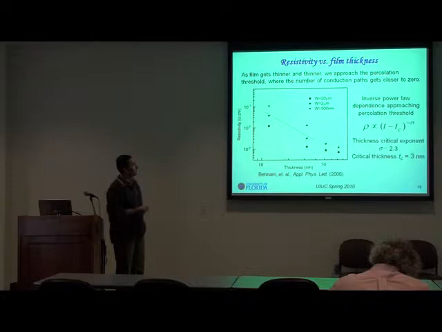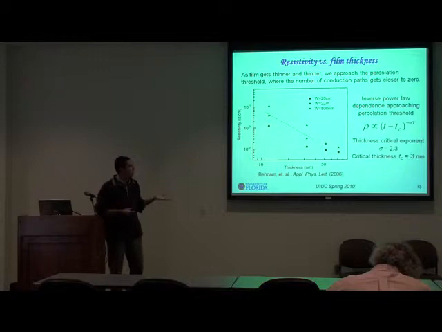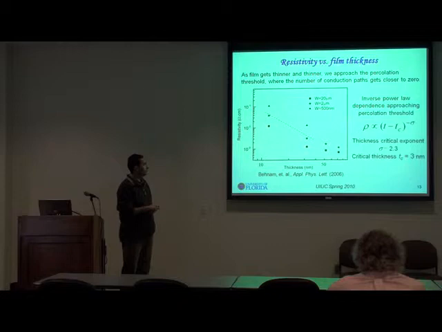As you reduce the thickness, you have fewer and fewer nanotubes in contact with each other. So you get a very thin network. At some point, there is no conductance anymore. Such a behavior can eventually be modeled by a power law dependence close to a point where there is no connection at all. And that point is called the percolation threshold.